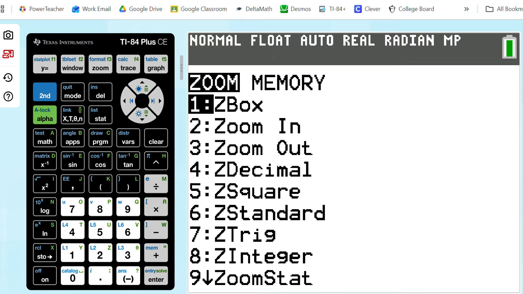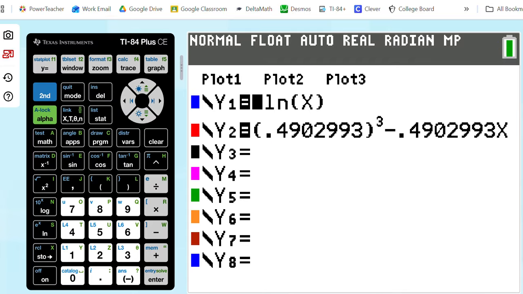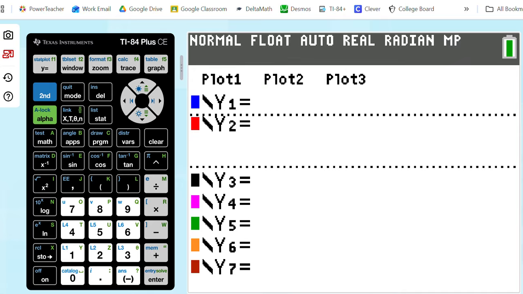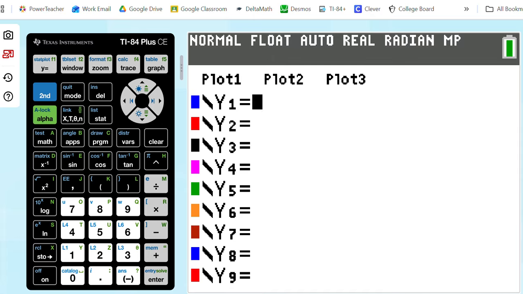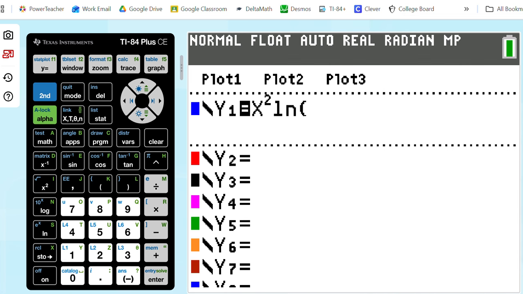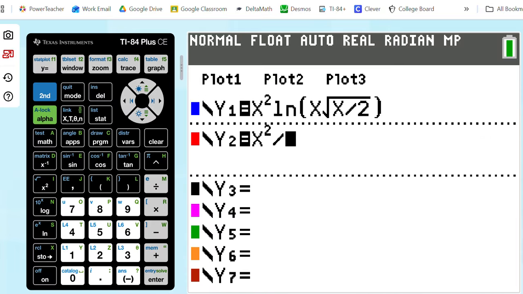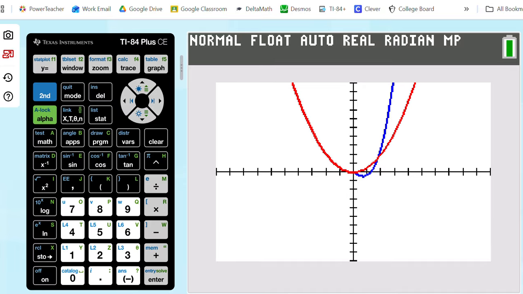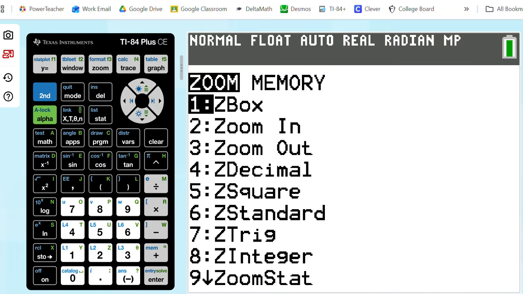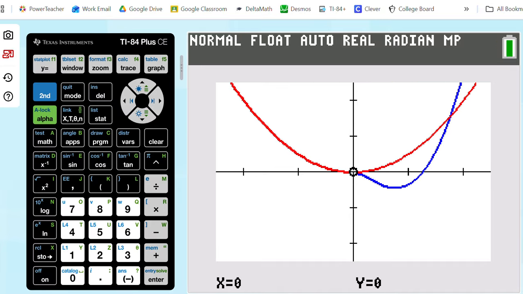So here we have our graph. We've got it zoomed at our normal setting here. We'll clear out our old equations from the previous problem. And if we plug in x squared natural log of x square root x over 2, we'll close our parenthesis there. That's our first equation. And then our second equation is just x squared over 2. And if we graph those, it looks like they're for sure intersecting at least once. It's hard to tell what's going on over there at the origin, so we'll zoom in at the origin real quick and we'll come back to that intersection.